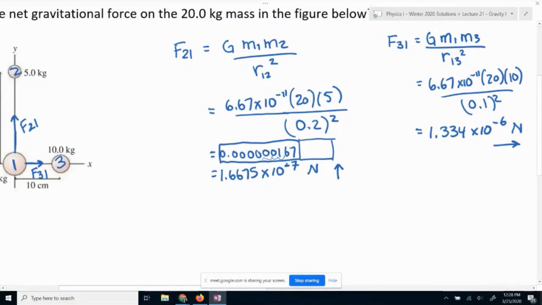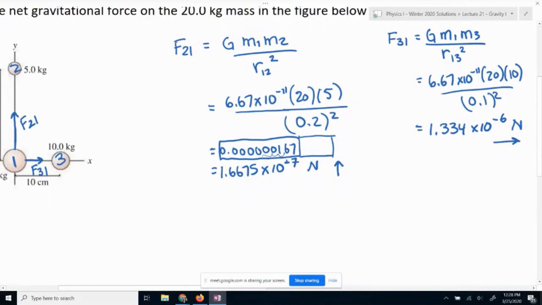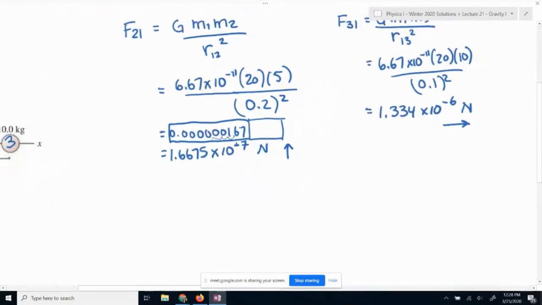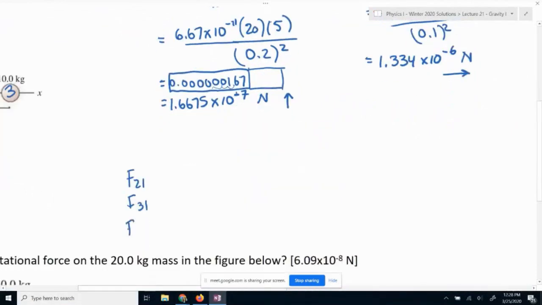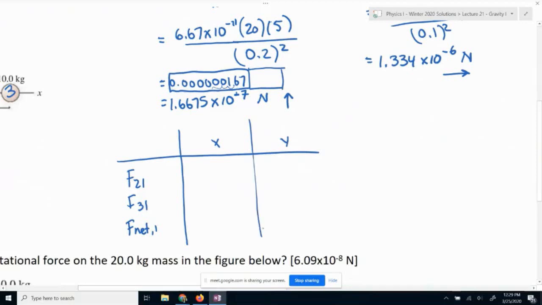So the next thing is we want to find the net gravitational force. I have 2 forces acting on mass 1, the 20 kilogram mass. I need to add them up, but I need to add them as vectors. So I have the force of 2 on 1, the force of 3 on 1, and I need to find the F net acting on 1. Adding vectors means you need to decompose them into X and Y, add up the X and the Y components, and then put them back together to find the hypotenuse and the angle.